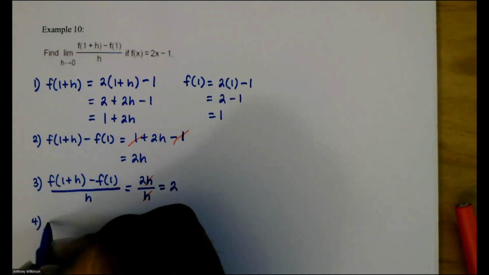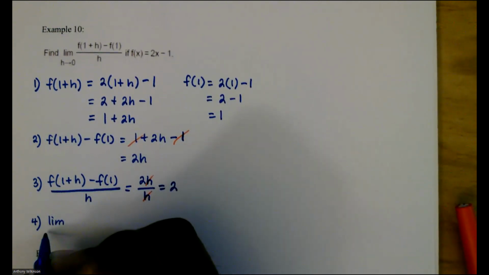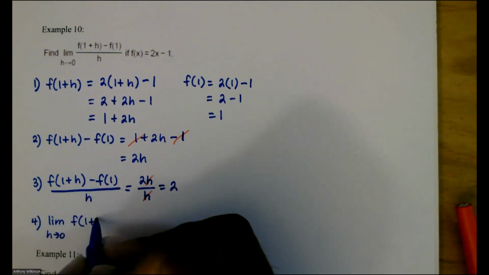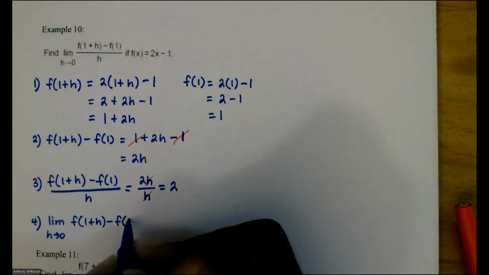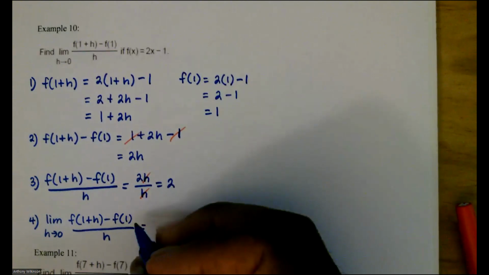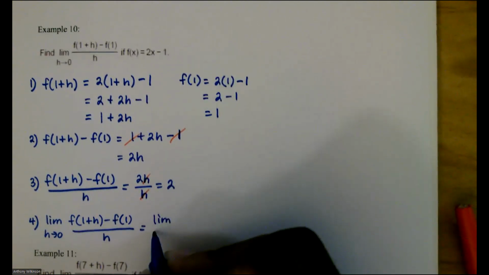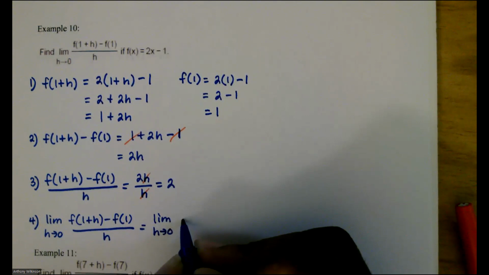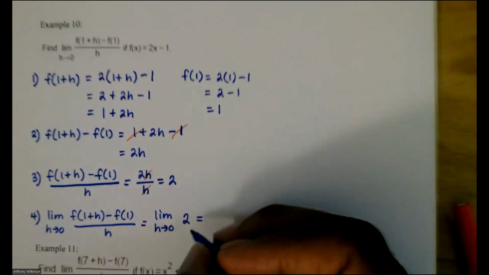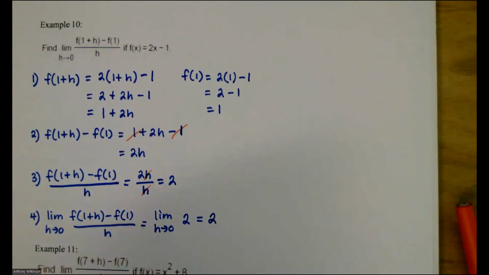Then the final step here is the limit. I'll take the limit as h approaches 0 of that expression, f of 1 plus h minus f of 1, all divided by h. Well, that ended up being 2, so the limit as h approaches 0 of 2. And one of the properties for limits is that the limit of a constant is the constant. So the limit as h approaches 0 of 2 is equal to 2.